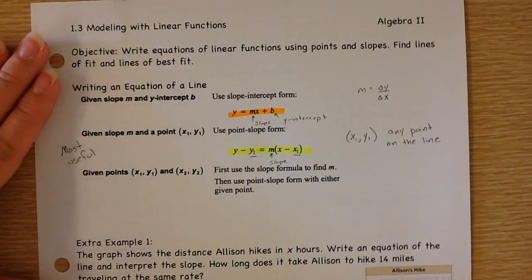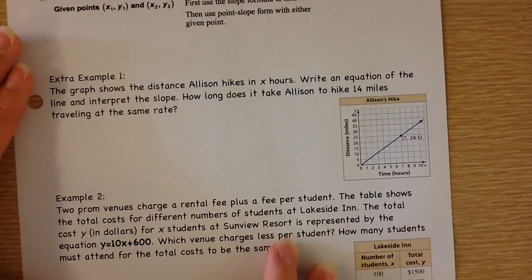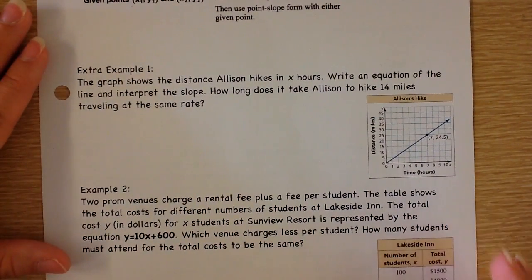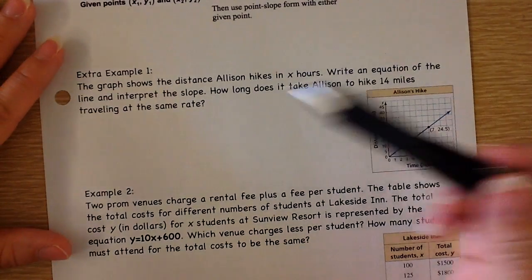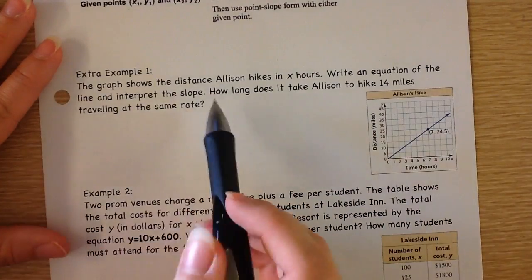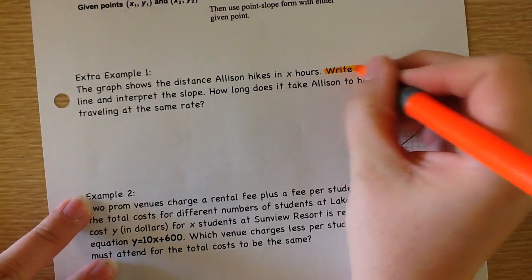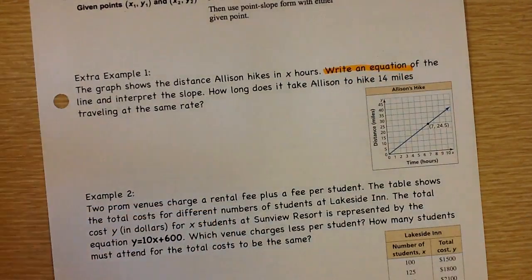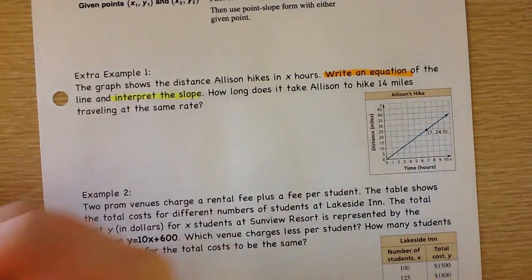Okay, so let's go ahead and do an example finding the equation of a line. Here, this graph shows the distance Allison hiked in x hours. Write an equation of the line and interpret the slope. Okay, so first things, this is a two-part question. First, we need to write an equation for the line, and then we need to interpret the slope once we find the slope.